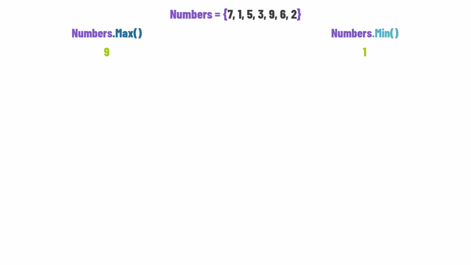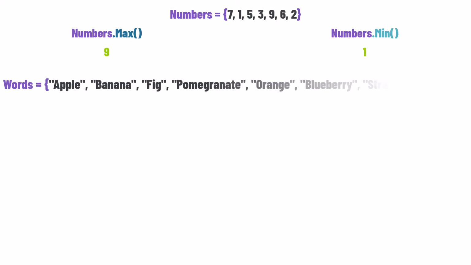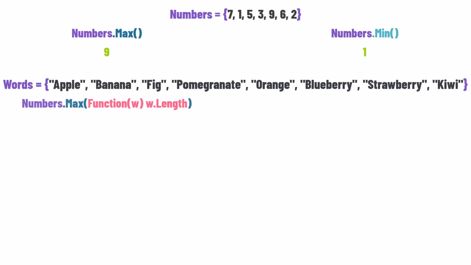Now, let's move on to a list of strings. Suppose we want to find the length of the longest and the shortest words in this list. For this, we will use the second overload of both Max and Min methods, which involves a lambda expression as a selector. This expression defines our criteria. In this case, we are interested in the length of the words, so we use the length property. The Max method will return the length of the longest word, while Min will return the length of the shortest word. So, the expression is used to define the criteria.